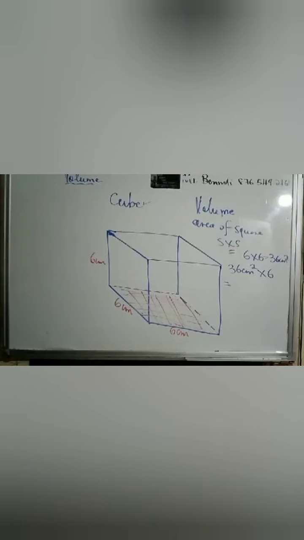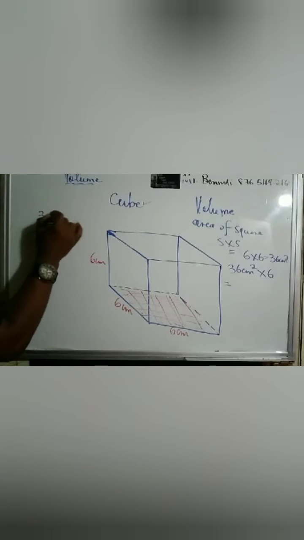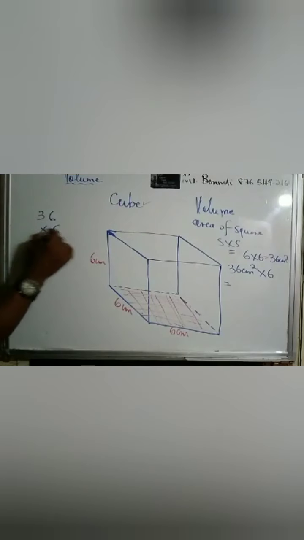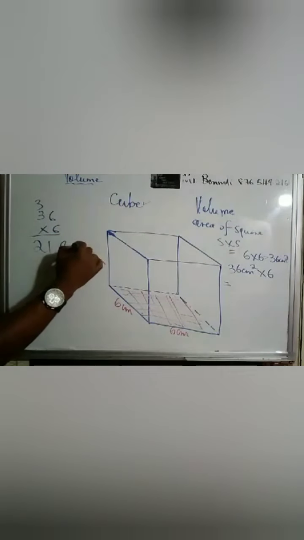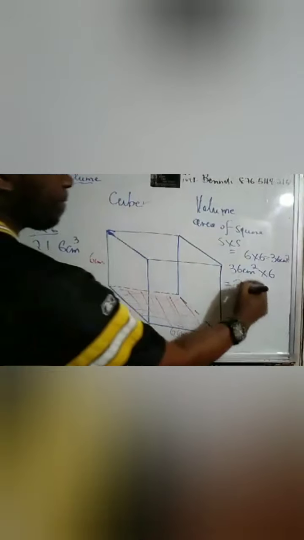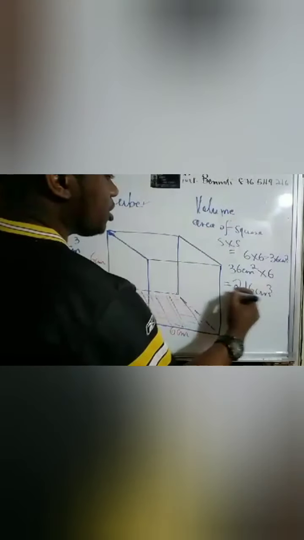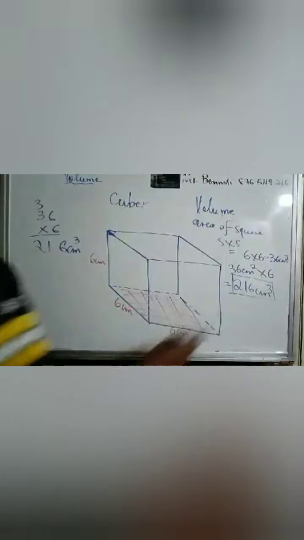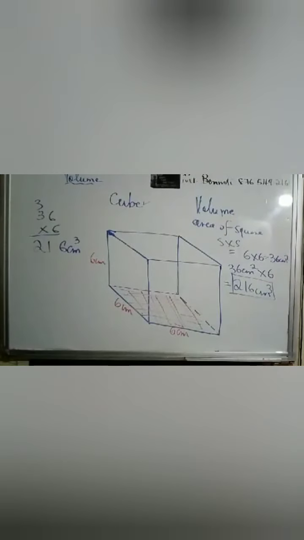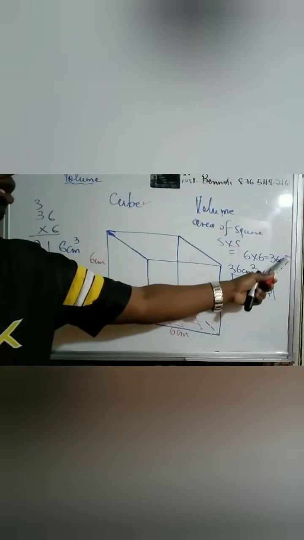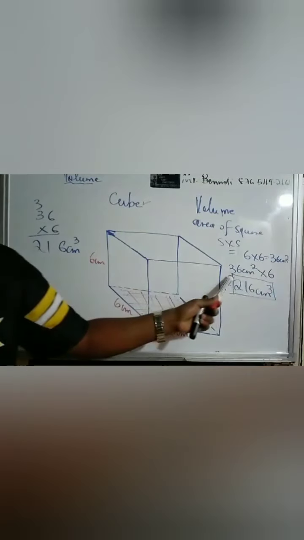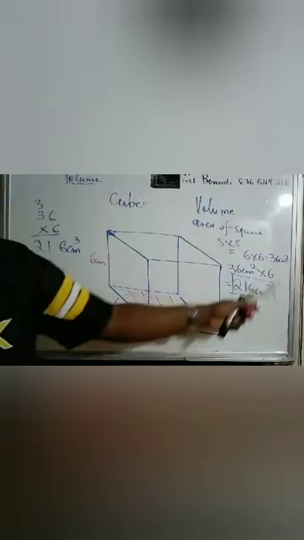Alright, let's do it. So 36 times 6. 6 times 6 is 36. 6 times 3 is 18 plus 3. So it's 216 cubic centimeters. Always double check guys, just in case you make an error. And notice it's cubic, because it's what? 3-dimensional. Very good. So area is 2-dimensional, so we have centimeter squared. And the volume is 3-dimensional.